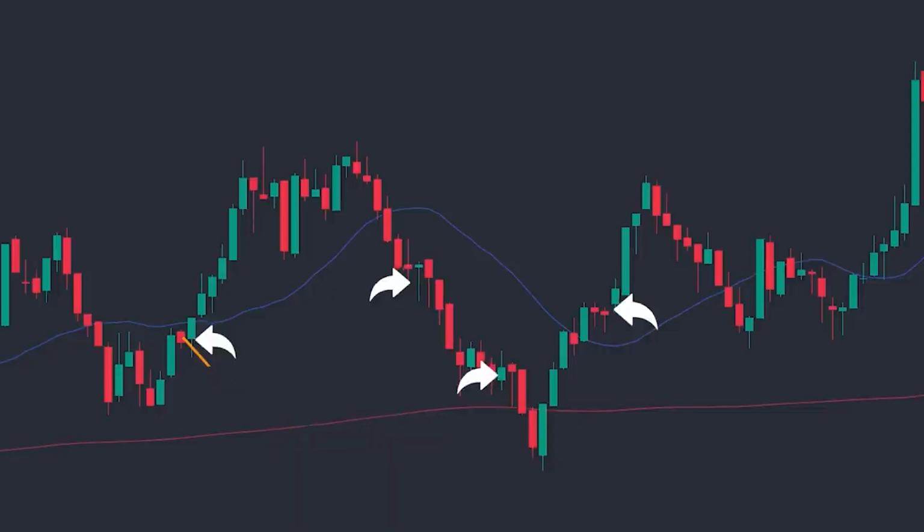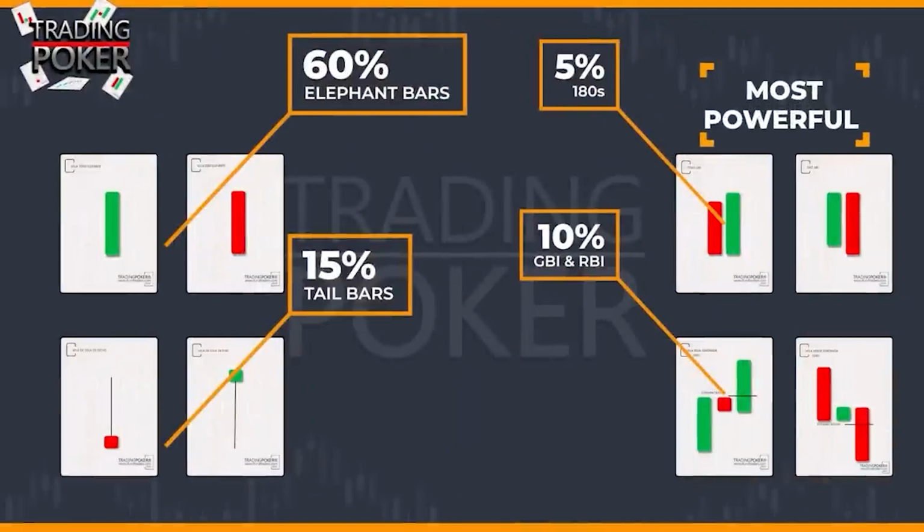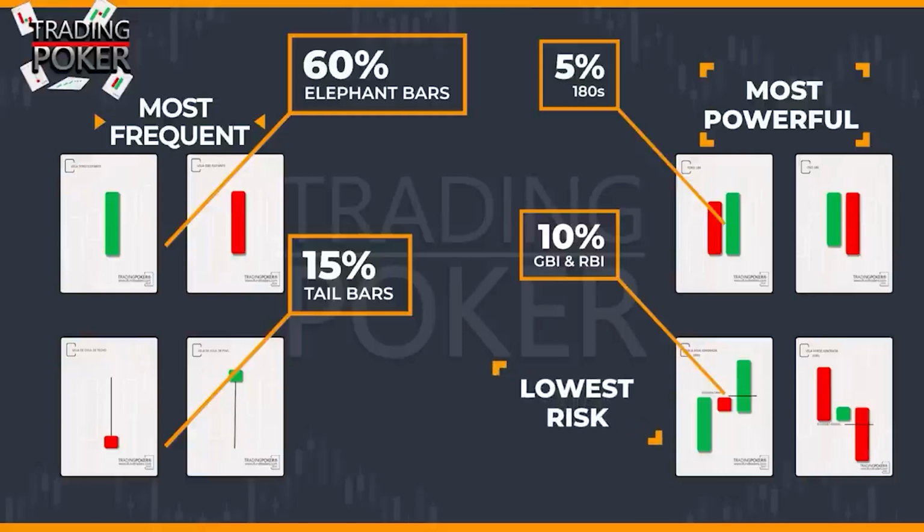The lowest risk play of all. Most powerful, most frequent, lowest risk. What should I say about the tail bar?